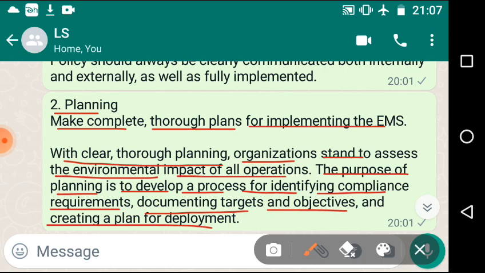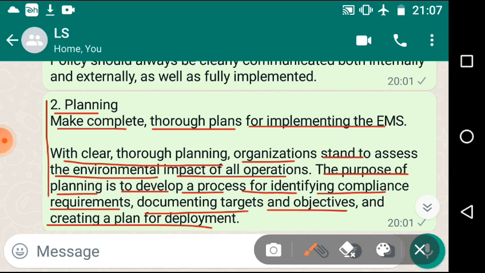The purpose of planning is to develop a process for identifying compliance requirements. That means the agreements. The main purpose of planning is to develop a process so that we can identify the agreement requirements, what requirements we need to agree to, documenting the targets and objectives, and creating a plan for deployment. If it is not possible, then we have to move, okay, for the benefit of the environment actually.